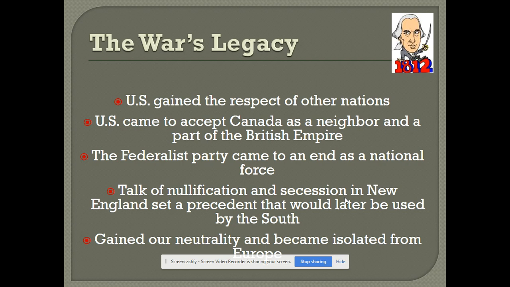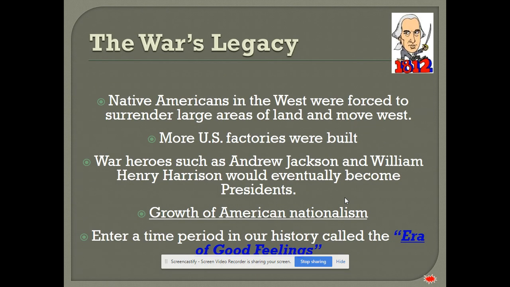So I'll recap. We gain respect. That's important. Eventually, not initially, but later on down the road, Canada is going to become a great neighbor. Federalist Party is done. You'll see a new party replace it in the early 1830s. It kind of emerges in the late 1820s, called the Whig Party. This talk of nullification and secession to England set an example that the South is going to follow later in American history. And we became neutral and isolated from the rest of Europe for a while until we get into some conflicts in the late 1800s and early 1900s, one of those being World War I.